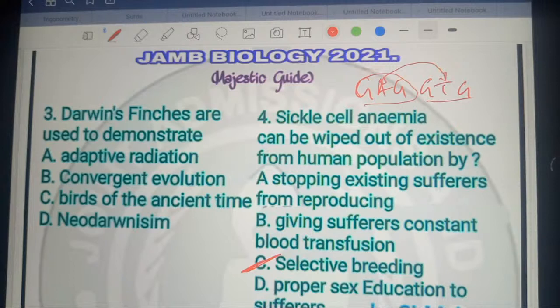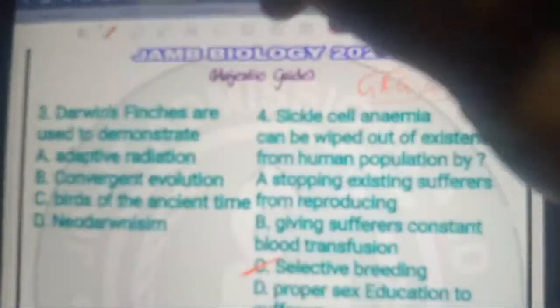Breeding. Proper sex education for sufferers will not help. Giving sufferers constant blood transfusion will manage it, not take it out of existence. So that is it. If you have question or questions, you ask. I'm moving to the next question.